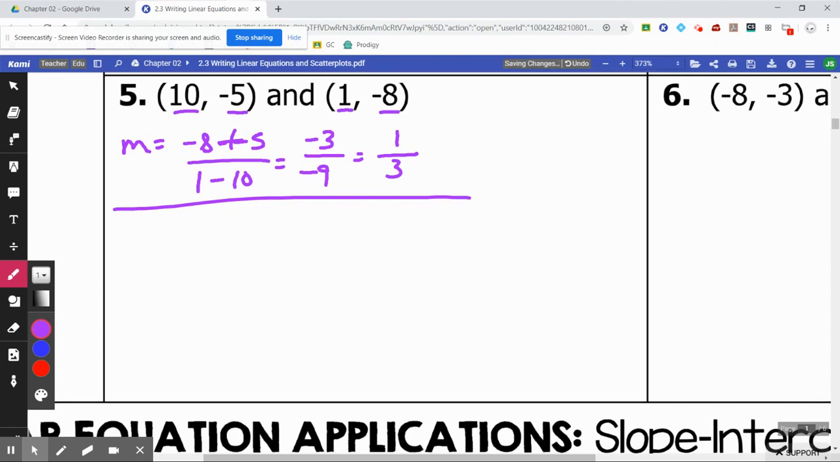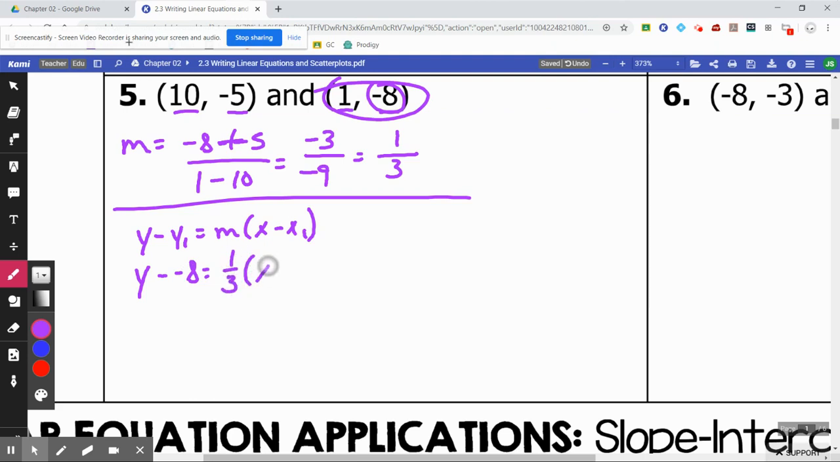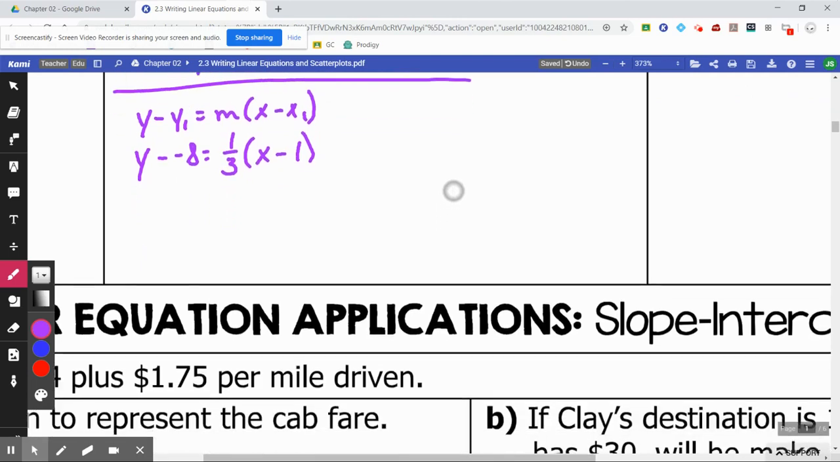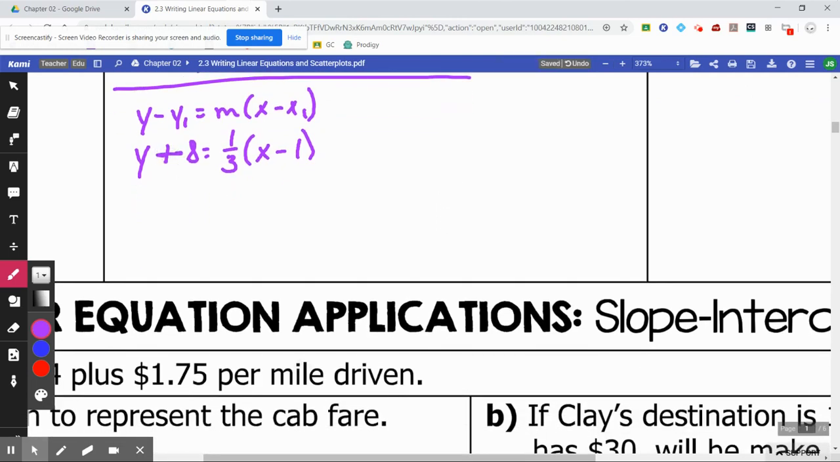We now take that along with the cleanest one. It really doesn't matter. We'll use this one this time. Y minus y1 equals m times x minus x1. Y minus your y1 value is -8 equals the slope, x minus x1 is 1. Now this one might get a little ugly with some fractions. Minus minuses is plus, so that'd be y plus 8 equals 1/3 times x.